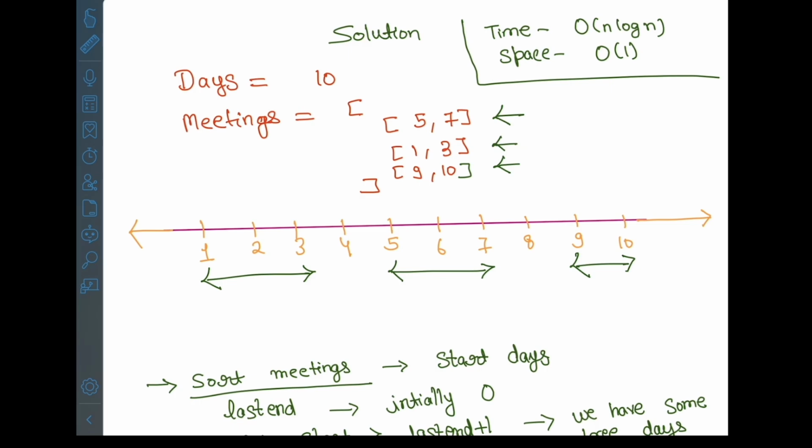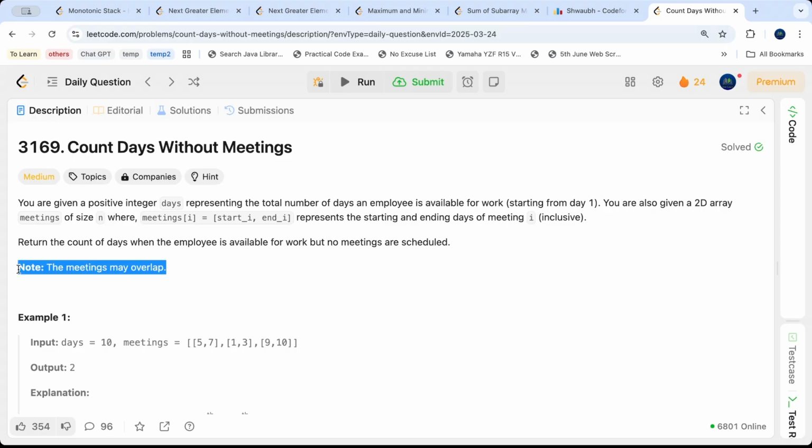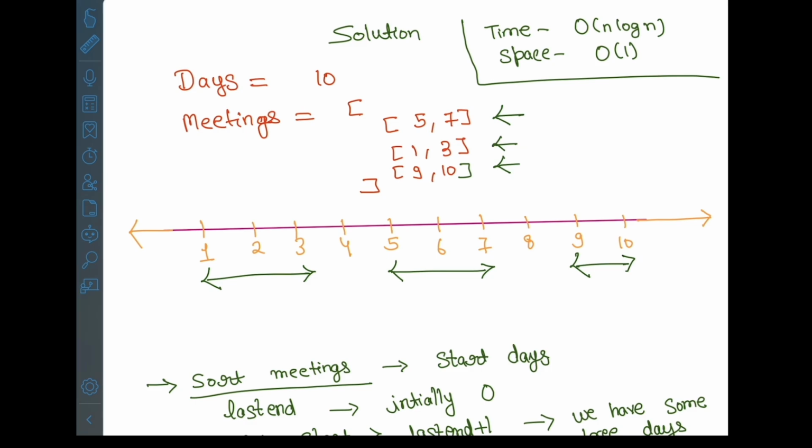Now there is another constraint which is given in the question. It says that the meetings may overlap. So let us see a scenario when the meeting can overlap. So let us say we have another meeting which is scheduled from day number 2 to day number 4. So in this case, we are going to mark the day number 2 to day number 4 as meeting scheduled.